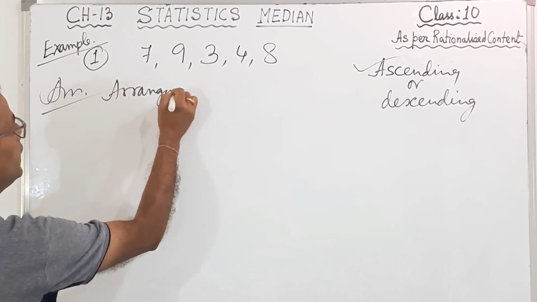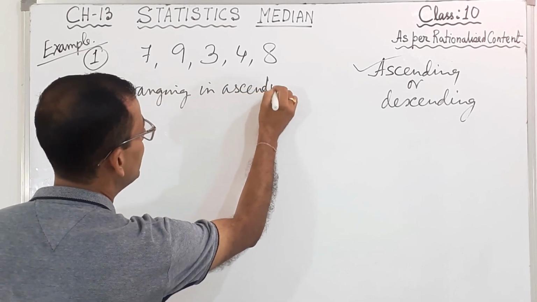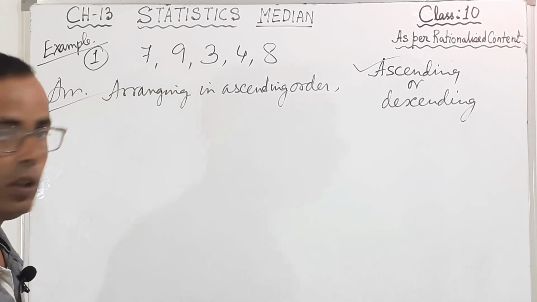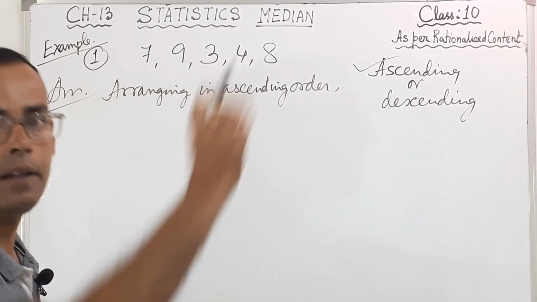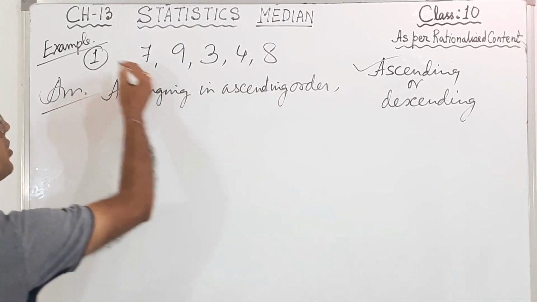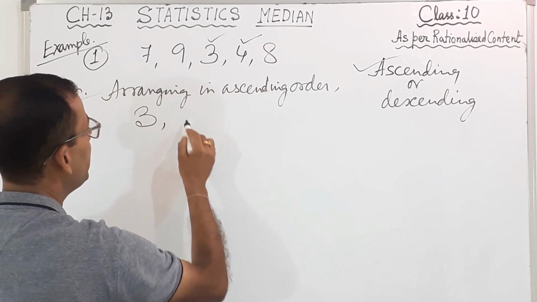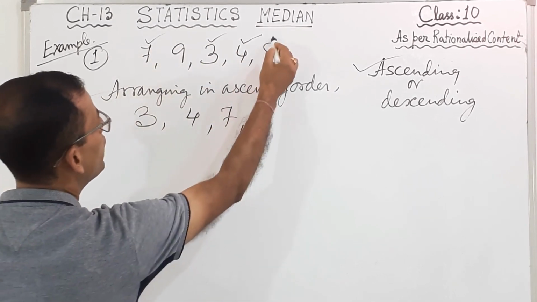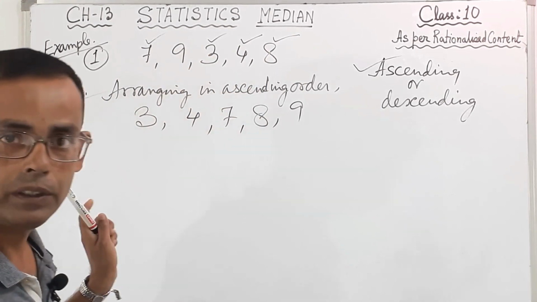Arranging in ascending order. कुछ नंबर्स मैंने लिया है, यही है मेरा डेटा. तो ये नंबर्स को मैं छोटे से बड़े तक अरेंज करूंगा. सो सबसे छोटा कौन सा है? 3 है, 3 लिखूंगा. उसके बाद कौन है? 4 है. उसके बाद कौन है? 7 है. उसके बाद कौन है? 8 है. उसके बाद कौन है? 9 है. हो गया अरेंजमेंट.